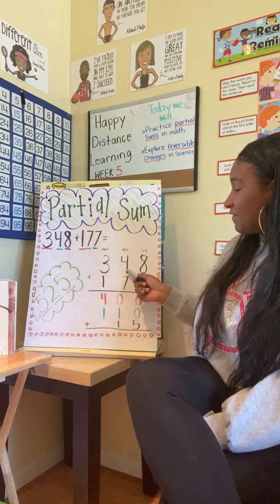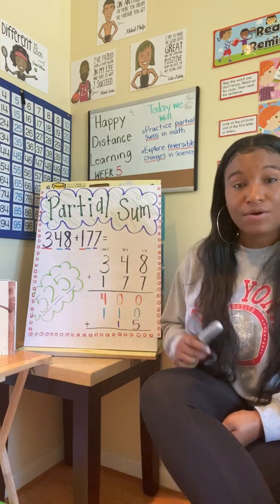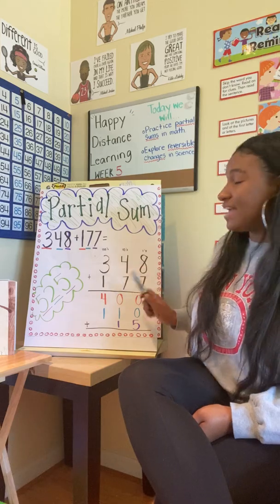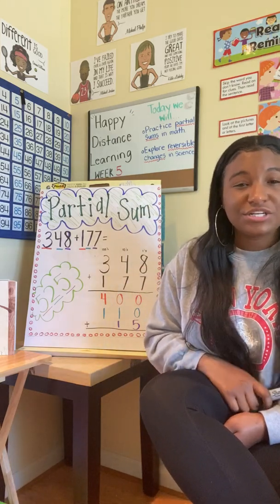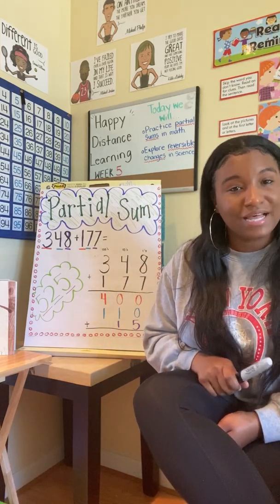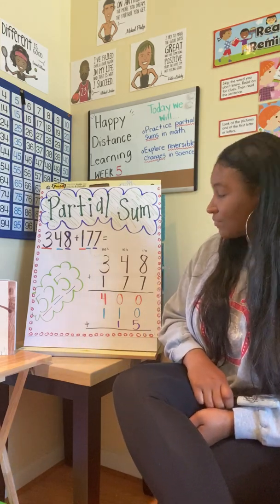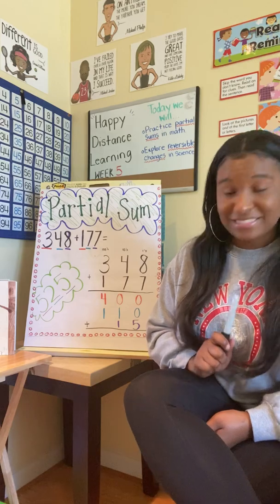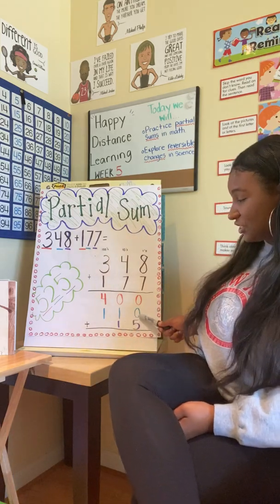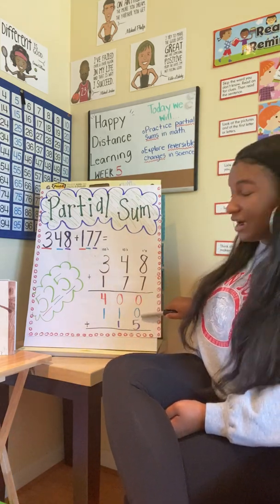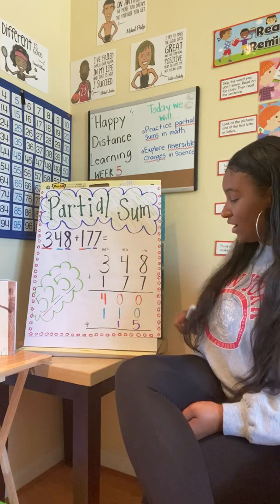Now look at the tens place. We can find the number 4 and the number 7, or the number 40 and the number 70. Think to yourself, what is 40 plus 70? Great job. 40 plus 70 equals 110. We line that number up at the bottom with the number 400.